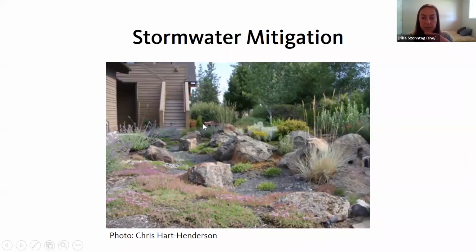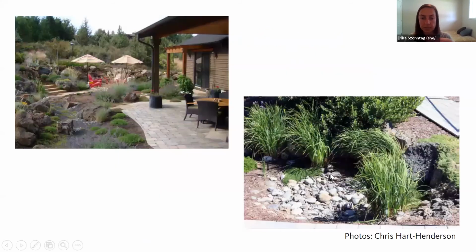And then for more stormwater mitigation ideas, this is just a dry creek bed that's going through the back of someone's property, it looks like. And again, this all helps to slow water flow and helps it to sink back down and recharge that groundwater so that hopefully supplemental irrigation is mitigated.